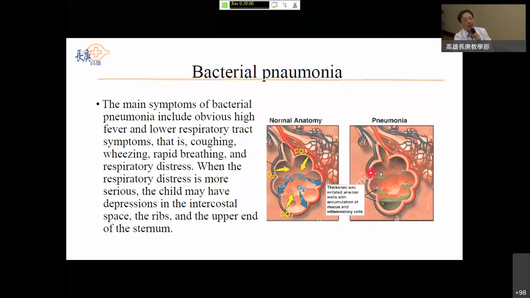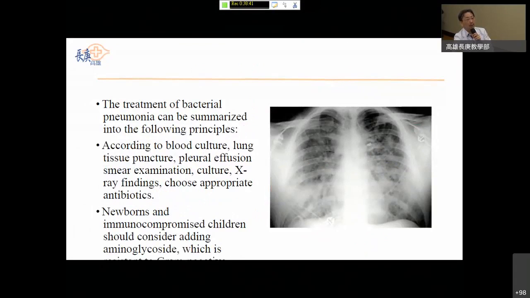But when we have infections, what will happen to the alveoli? As we can see in the pictures on the right, there is thickened mucus accumulated in the alveoli. This will cause the alveoli to collapse and become dysfunctional, so that oxygen cannot be exchanged properly. And this is what we see in the chest x-ray.